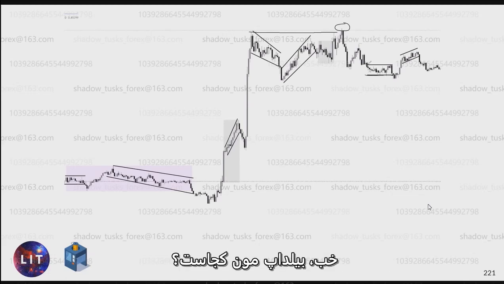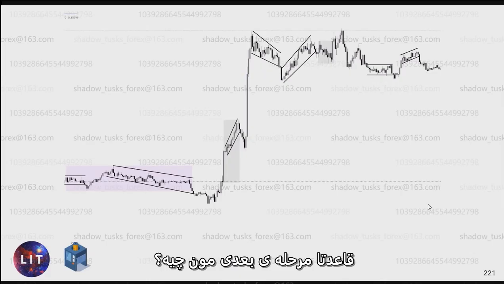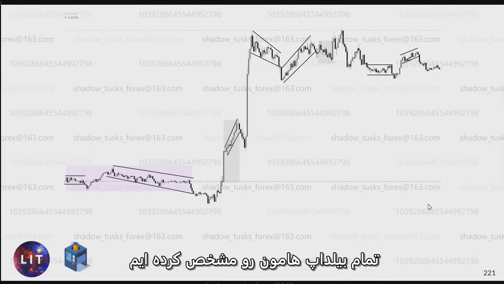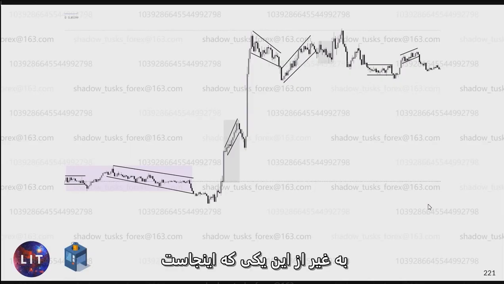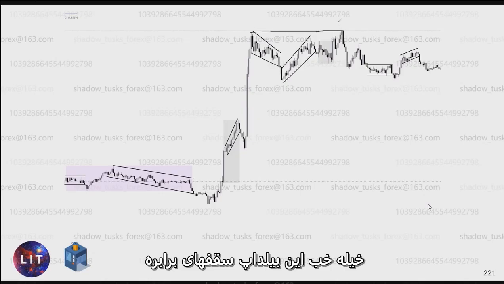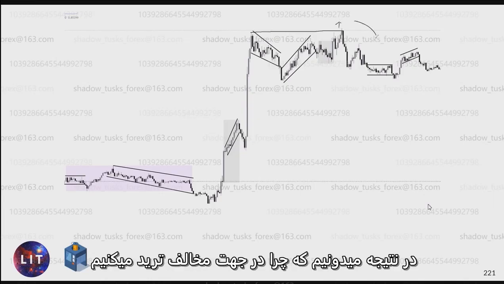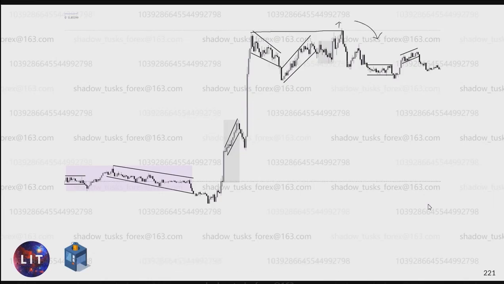So where's our build up? Okay, perfect. We've identified our build up, inducement, and then rinse and repeat. Build up, inducement. Okay, so obviously, what is our next step? We've shown all of the build ups, apart from this one here. But we understand, okay, this is build up of equal highs. This is an inducement of these equal highs. We understand why we trade away. Okay, so what do we have now?